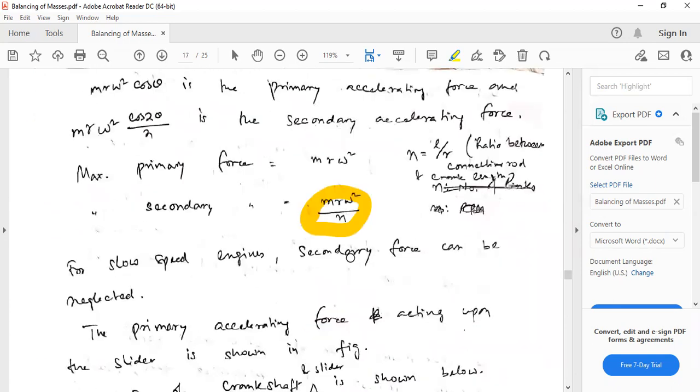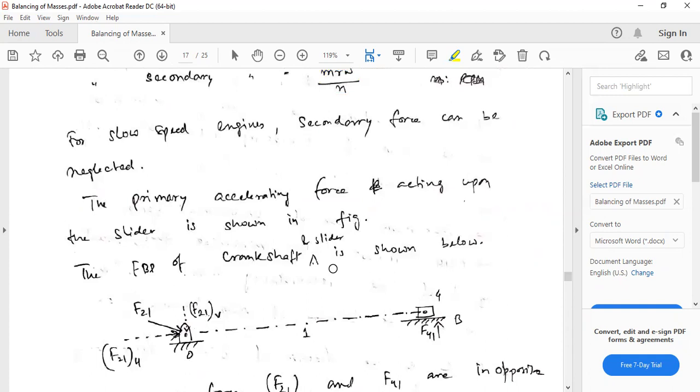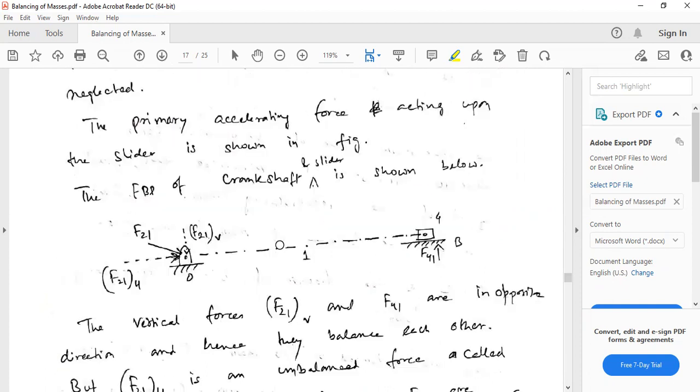For slow moving engines, we neglect this term. We only have this term. Okay, so this is what we have. Now we'll focus on the primary accelerating force acting upon the slider. Now we will draw a free body diagram of the slider. What are the forces that we have?